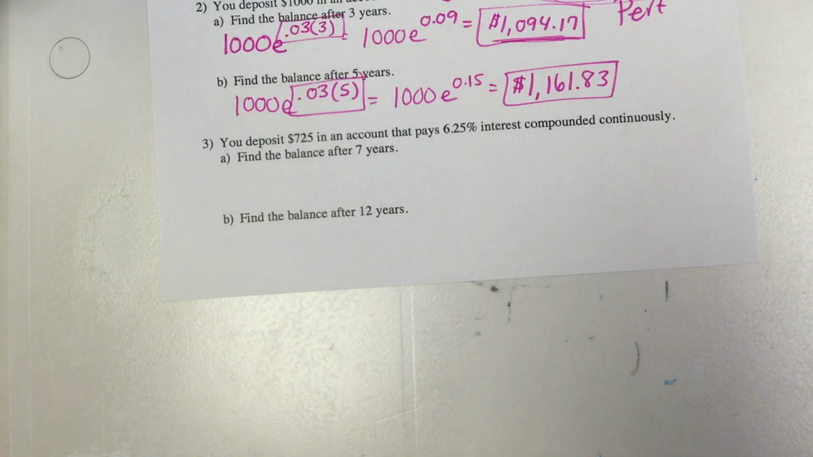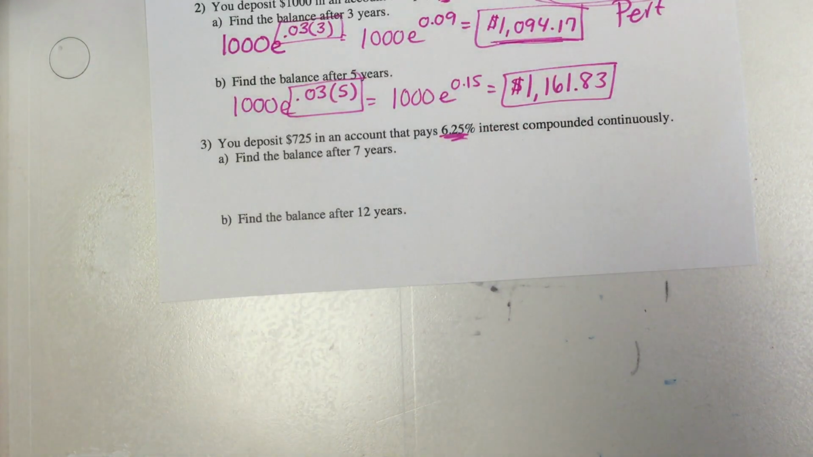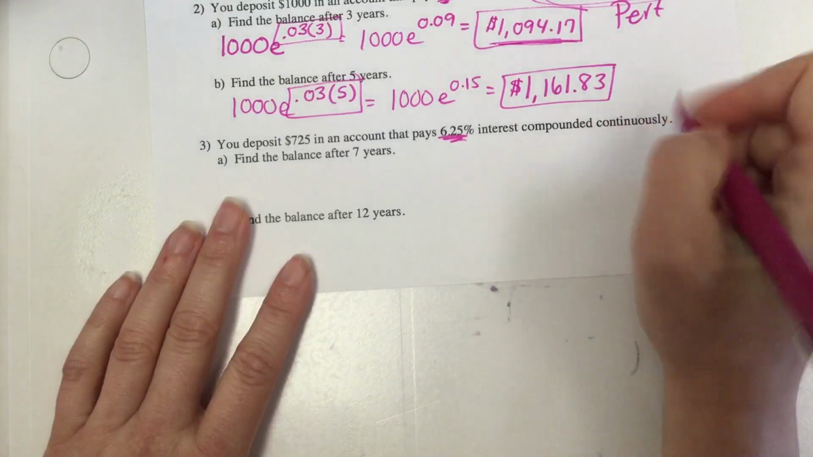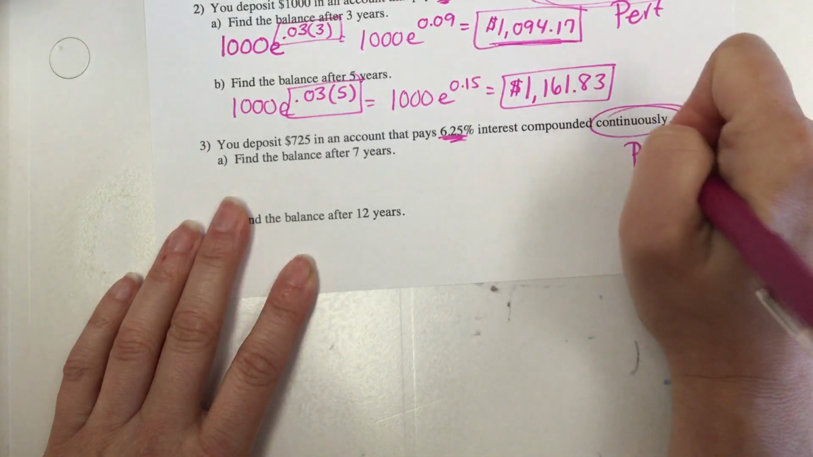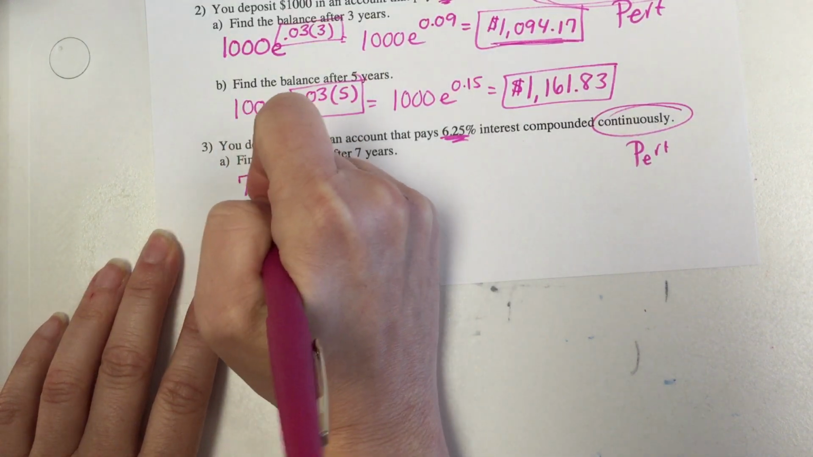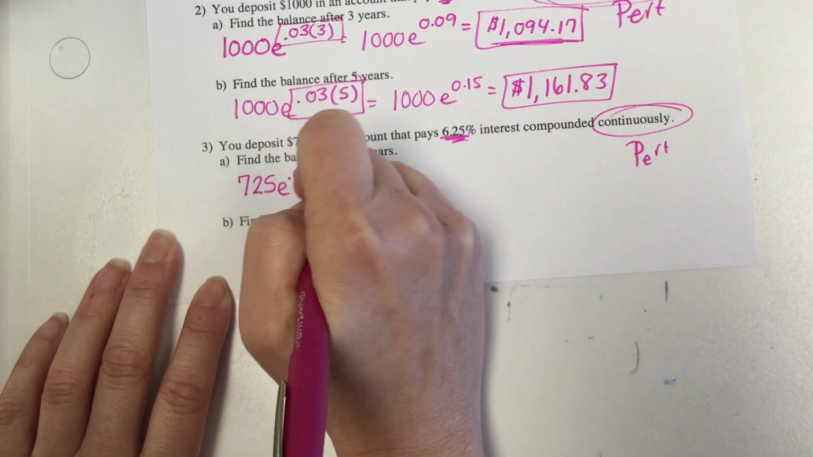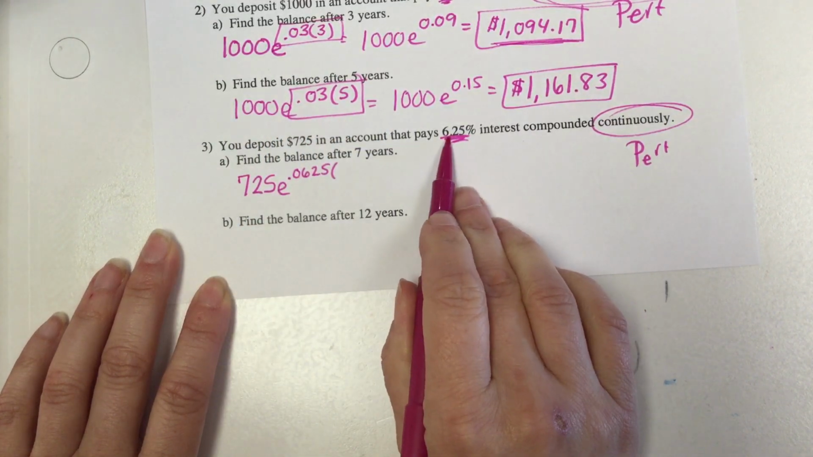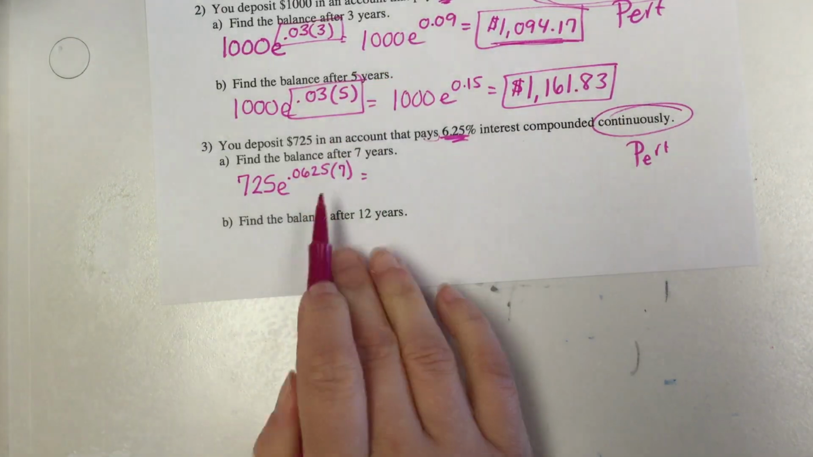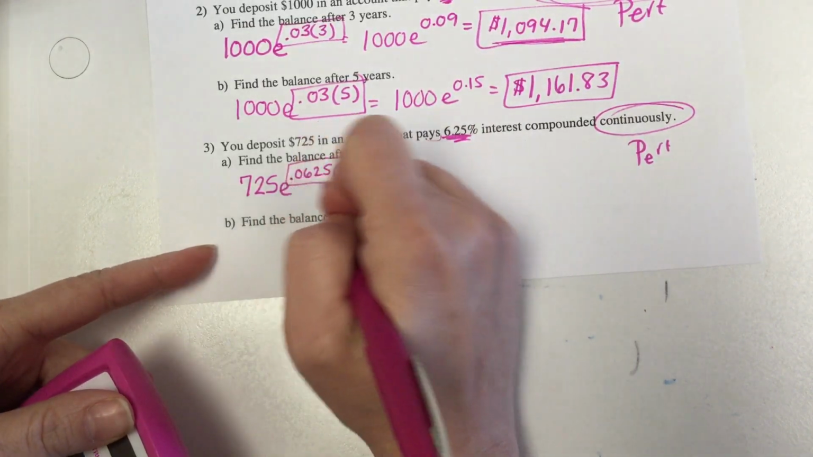You deposit $725 in an account. This account is paying you a much higher interest rate, you guys. We're looking at 6.25%. Okay, that's really good. Compounded continuously, PERT. Find the balance after 7 years. So you put $725 in e to the 0.0625. Remember, you always have to move the decimal to the left 2 places. Times how many years are you keeping it in there? They're saying you put that 725 in, you did not touch it for 7 years.